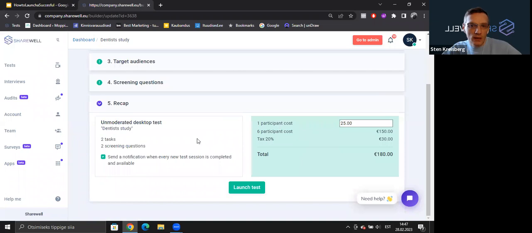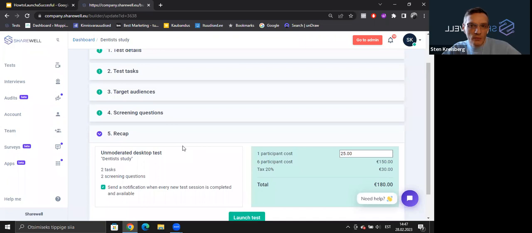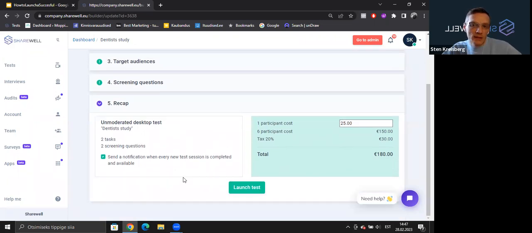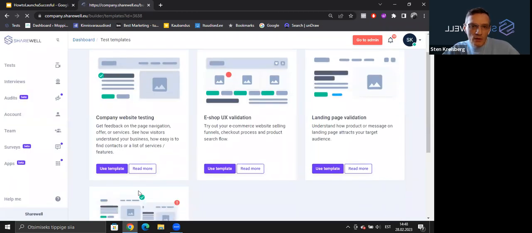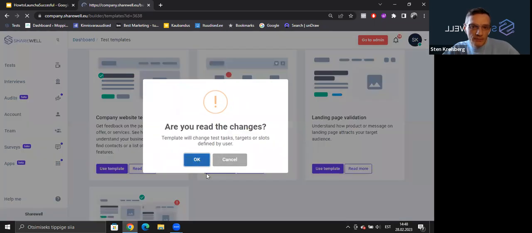So I have 2 tasks, 2 screening questions, and I want them to make an appointment on my homepage. And this means that through that, I will understand the user flow of my homepage. And basically now I can launch it, and this is it. It was even less than 5 minutes. But going through the templates quickly, I will show, for example, a really simple one, company website testing.